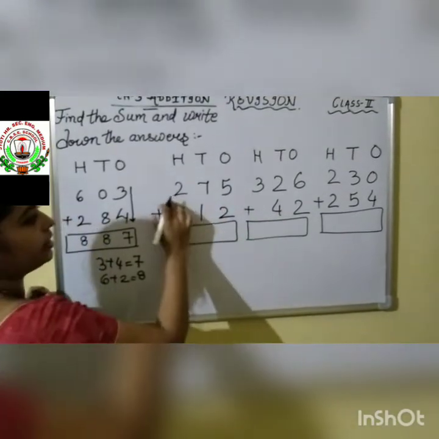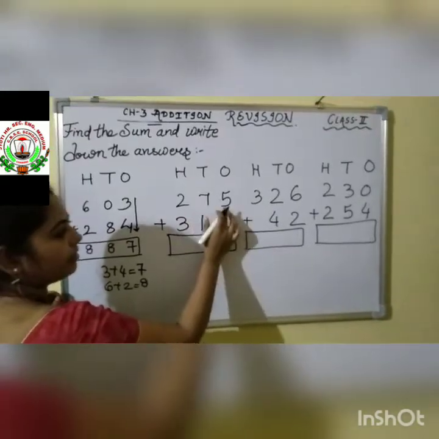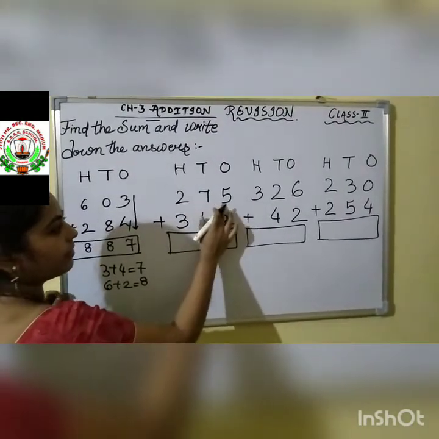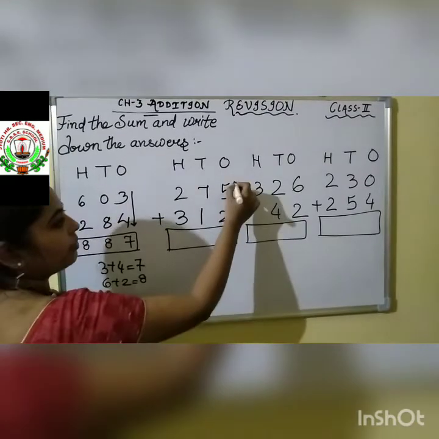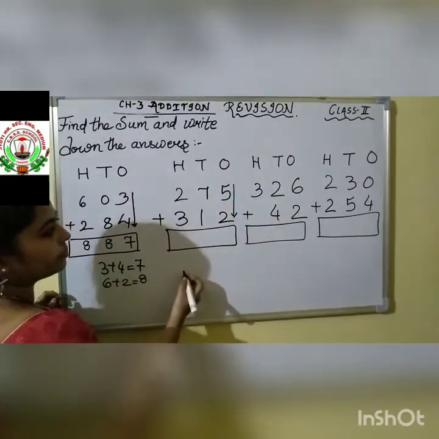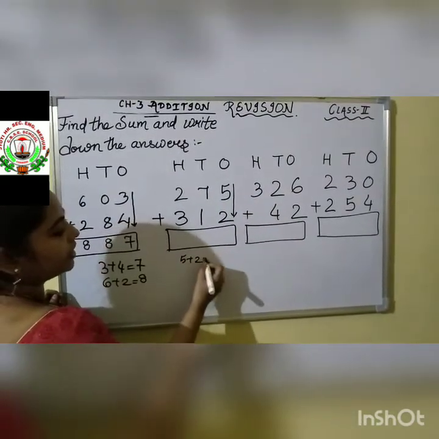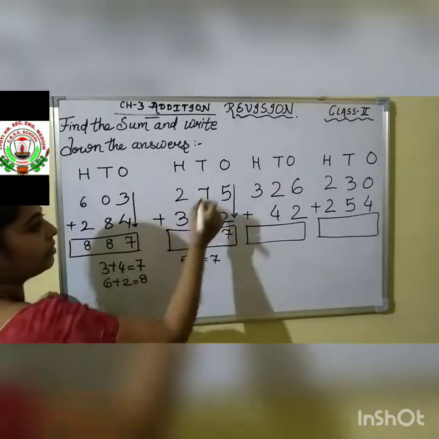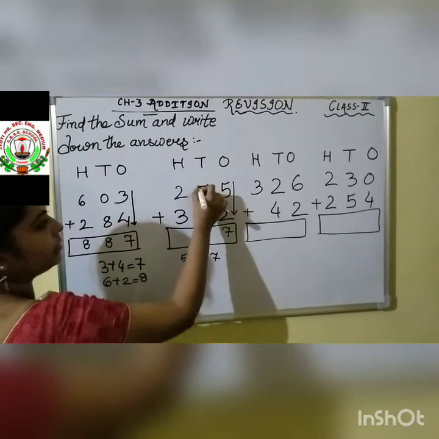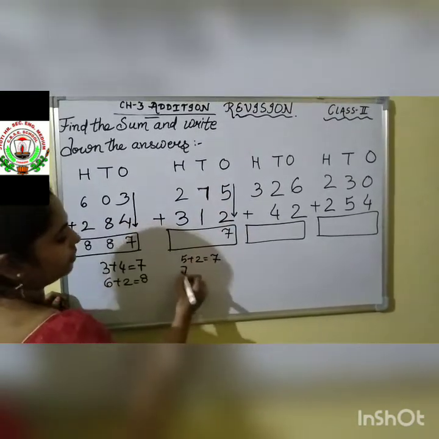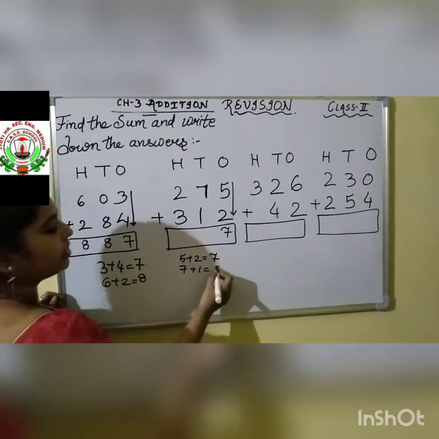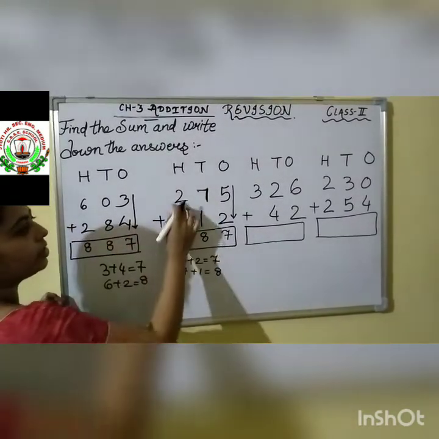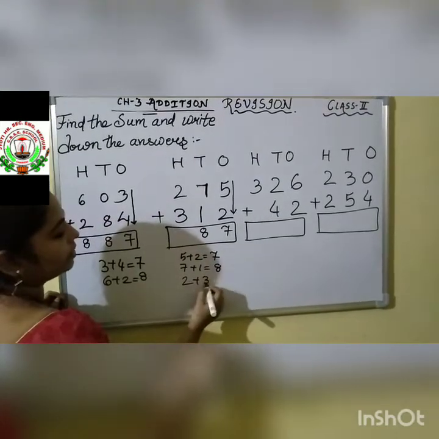Here the next question is 275 plus 312. We have to add 275 and 312. Starting from the ones place, 5 and 2. What answer comes? 7. This 7 we will write like this. Then in the tens place we have 7 and 1. 7 plus 1 is very easy. You can say yes, 8. We will write it now. Then coming to the hundreds place, 2 and 3. We have to add 2 and 3.